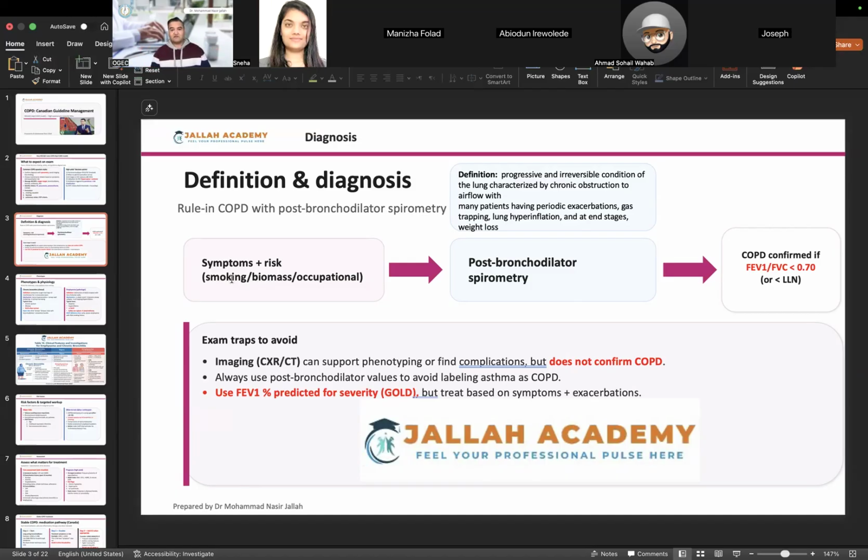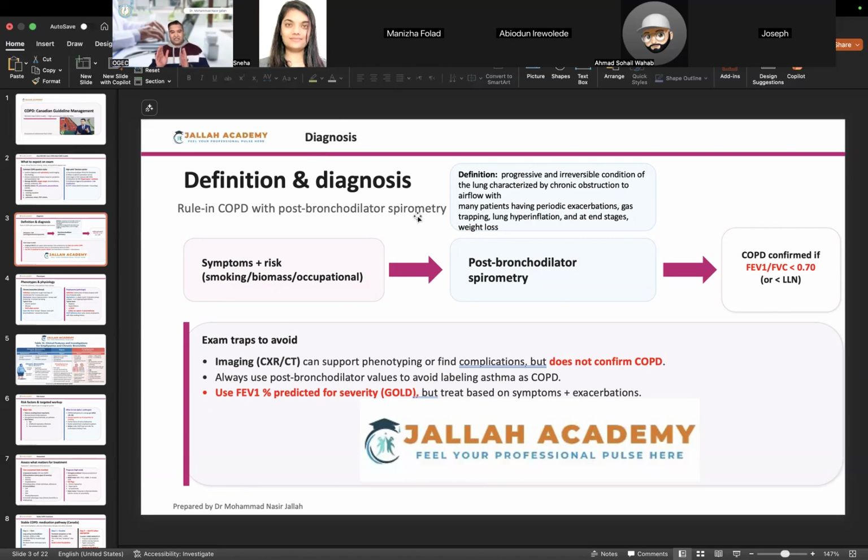Imaging does not confirm the COPD. Remember, it is not confirming. It's not going to be used for supporting the diagnosis. It's just not used because we have spirometry for the confirmation, unless you want to go after the complication or the phenotype. Always use post bronchodilator values to avoid labeling asthma as COPD, which we do. Use FEV1 percentage predicted for severity. So this one is used for severity once you have the diagnosis.